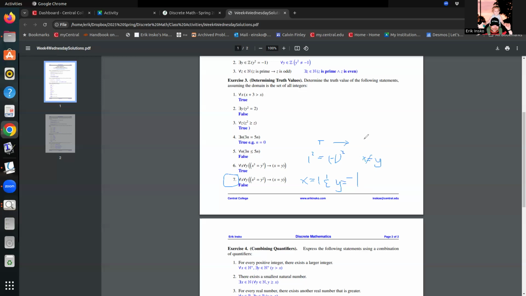So x does not equal y. That's why this statement can be concluded as false, as there exist examples of x and y such that their squares are equal, but their values are not. This is a counterexample right here. And you might be like, well, wait, what the heck? Why can't I just take the square root of both sides?